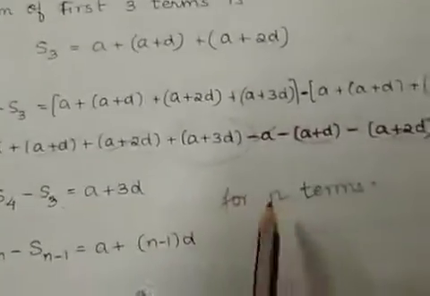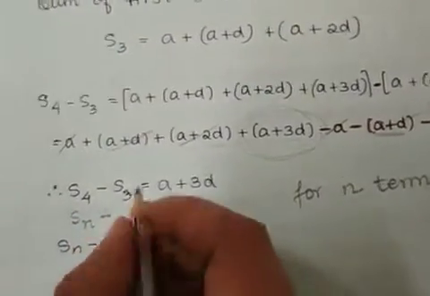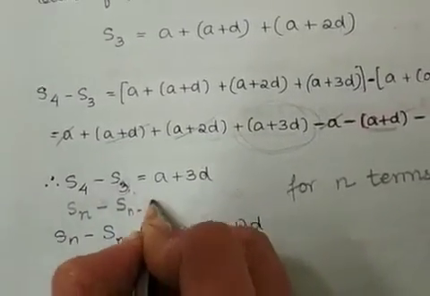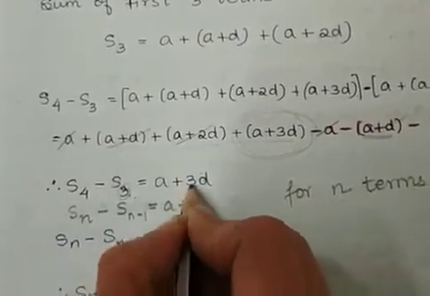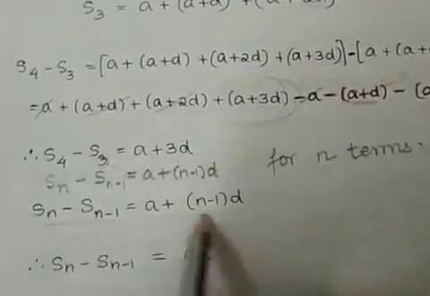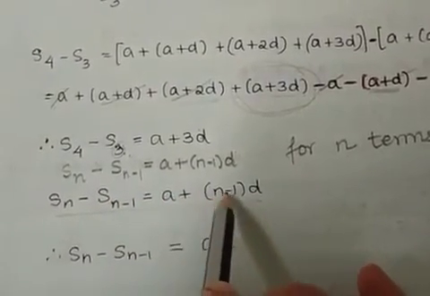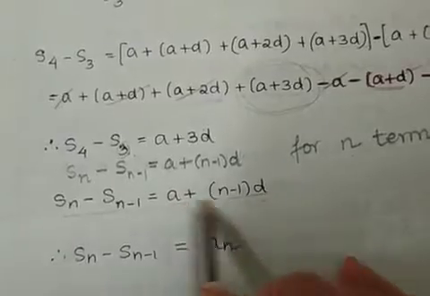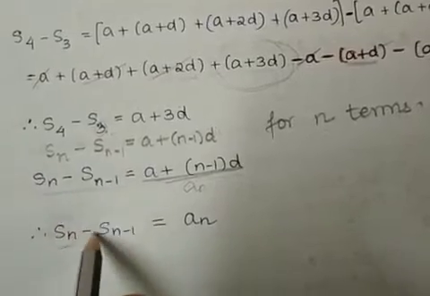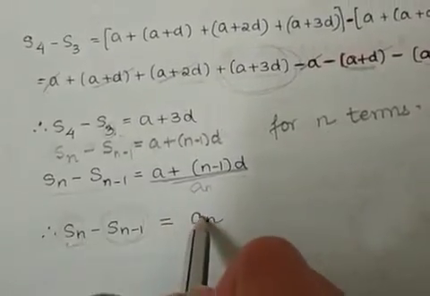Now if I write this in terms of n, then what will it be? Suppose I take Sn minus S(n minus 1). What is 3? 3 is 4 minus 1. So this is Sn minus S(n minus 1) is equal to a plus 3d, where 3 is n minus 1, so a plus (n minus 1)d. Now what is this? In general, Sn minus S(n minus 1) is equal to a plus (n minus 1)d. This is nothing but the formula for an, correct? This is an. So when I subtract the sum of the first n minus 1 terms from the sum of the first n terms, I will get the nth term.